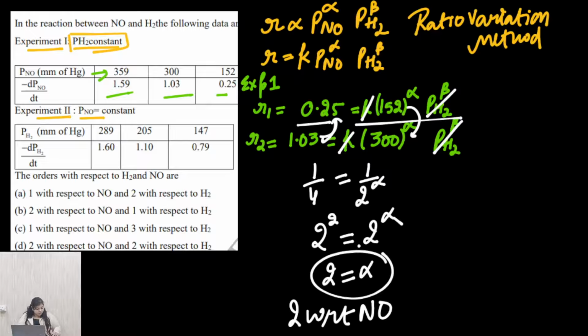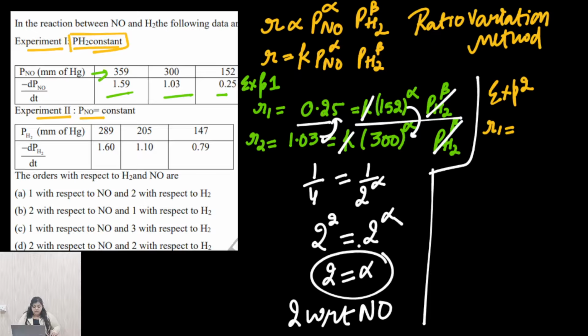In a similar manner, we can find the order with respect to hydrogen also. For that, the second experiment has been performed. In experiment 2, again the different rates will be there. So the rate expression, if I take the values, 1.60 will be equal to the rate constant K, pressure of NO raised to the power of alpha, because that has been kept constant. And the pressure of the, let me just write this in the below side.